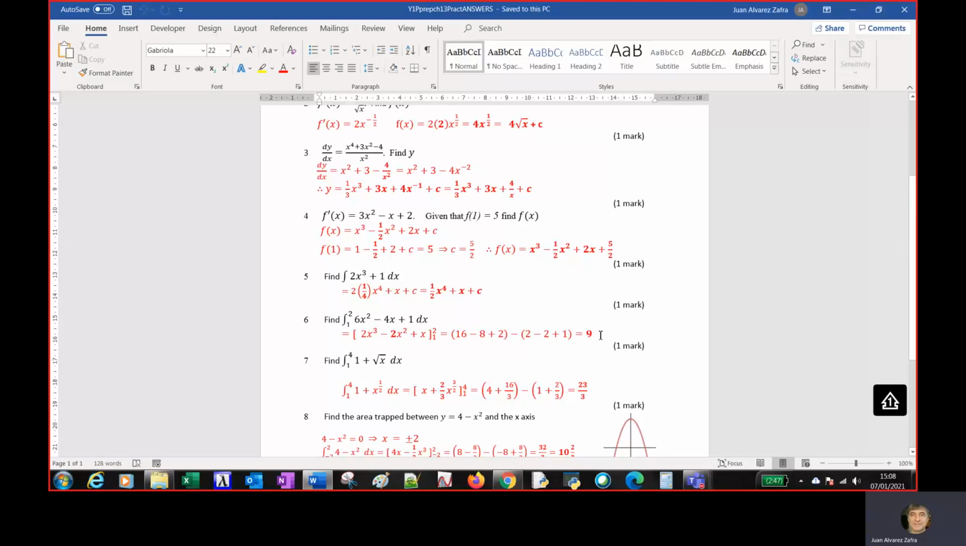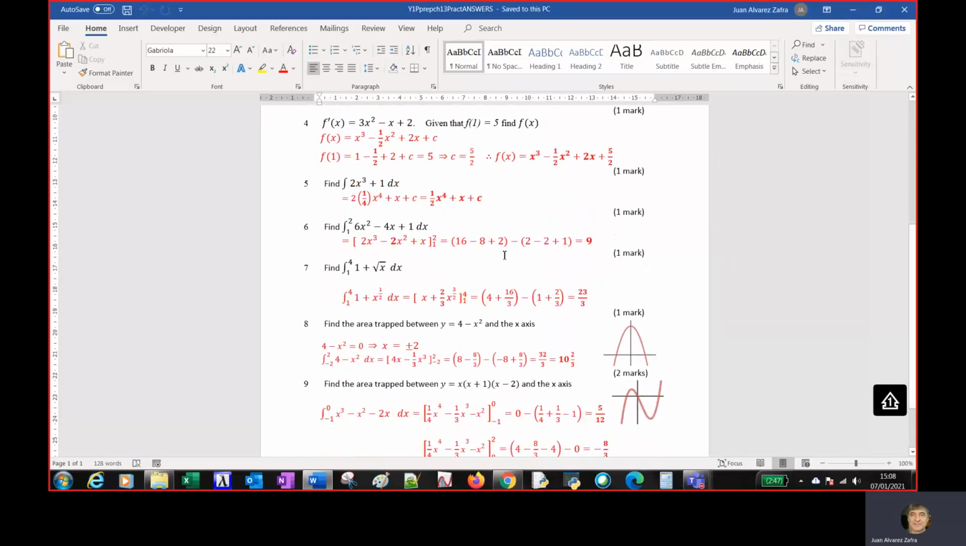Okay. What does that mean? Well, that means that the area or pseudo area underneath 6x squared minus 4x plus 1 from the x value of 1 to the x value of 2 is exactly 9 square units. Okay. More about that later, but you need to be able to simply perform this calculation, realizing that this notation means you integrate, substitute the top limit, substitute the bottom limit, subtract.